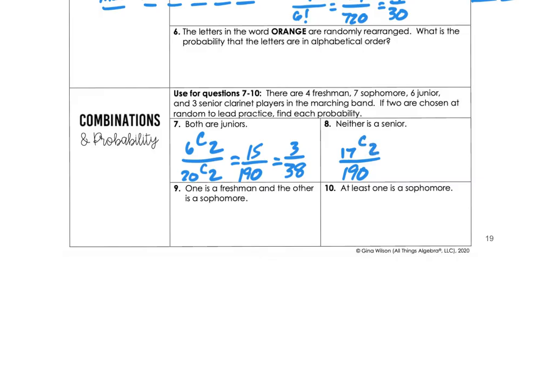And we're still just choosing 2. Okay? 17, choose 2. What is 17 choose 2? I don't have that written down. Yeah, and it does end up reducing down. Yeah, so 68 over 95 is our final answer.